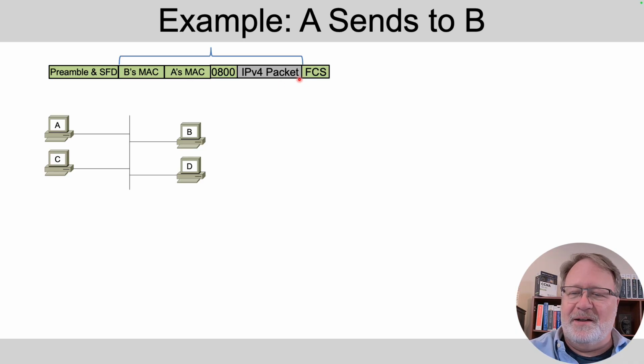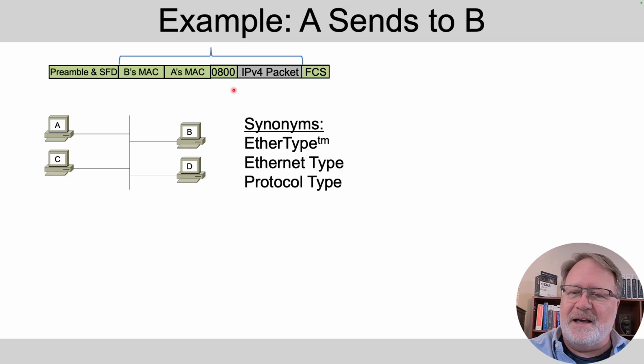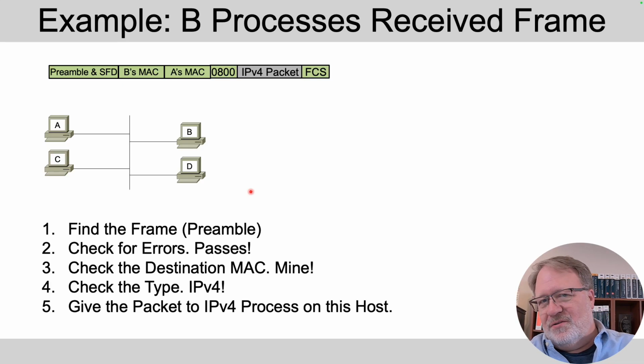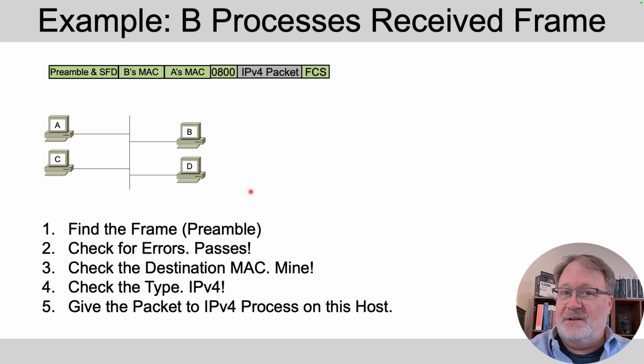All right. And by the way, I didn't mention the terms before, but that type field in here, whose value is 0800 in this case, we call it the type field, but the technical term inside the standard is EtherType. You'll also hear it called Ethernet type or protocol type. All right. So then on the B side, when B receives the Ethernet frame, it's got to do some work as well. Now, generally, we'll wave our hands at this and say B processes and throws away the Ethernet header and trailer, but here's the specifics.